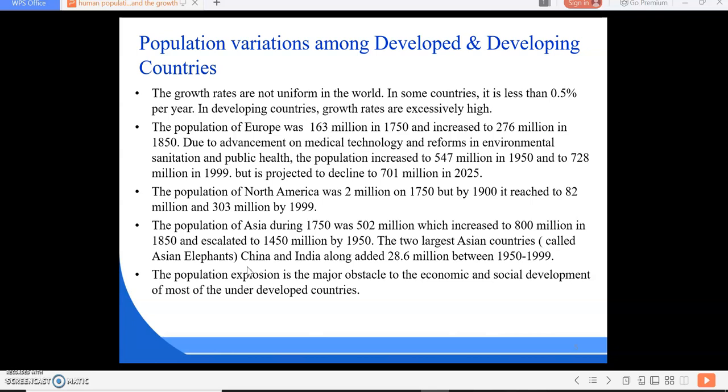The population again increased to 547 million in 1950 and 728 million in 1999, which is projected to decline to 701 million in 2025.